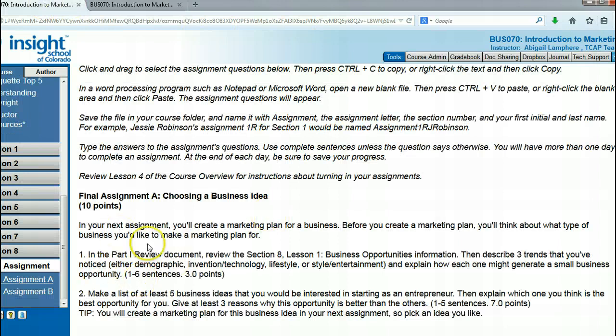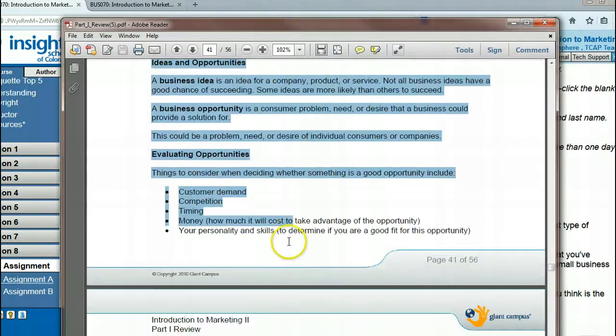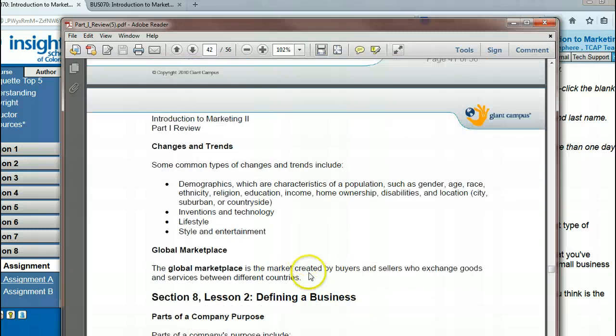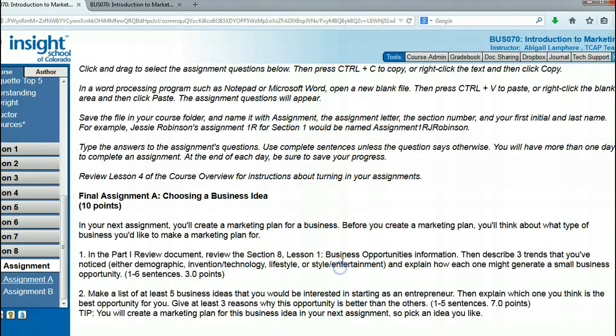So what you're going to do for part A of this assignment is look over the review document that I just showed you how to download, this PDF document, and review section 8, lesson 1, business opportunities. Read over this section to re-spark what we learned. You're going to describe 3 trends that you've noticed, either demographic trends, invention technology trends, lifestyle trends, or style and entertainment trends, and explain how each one might generate a small business opportunity.